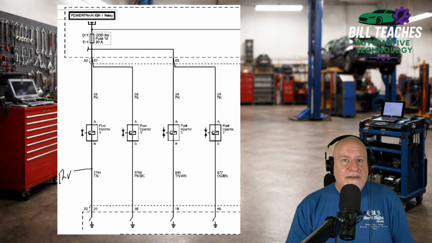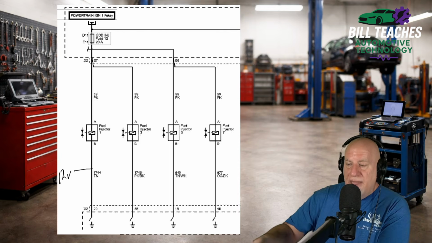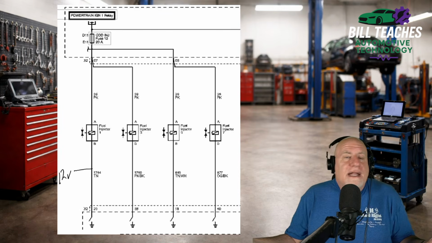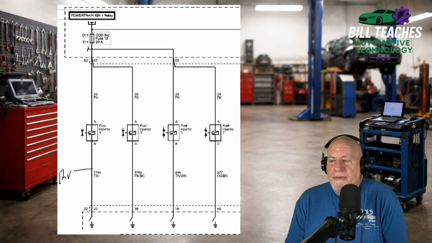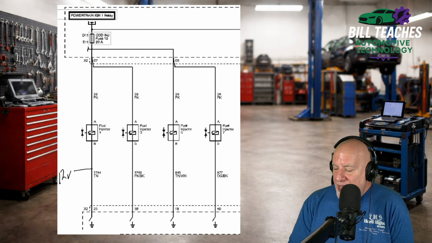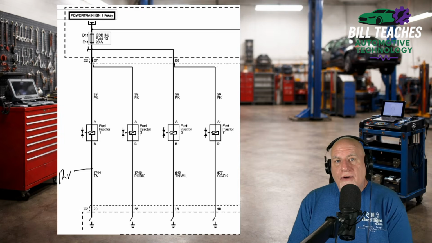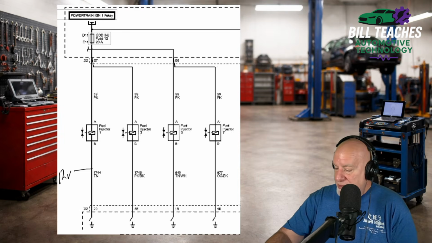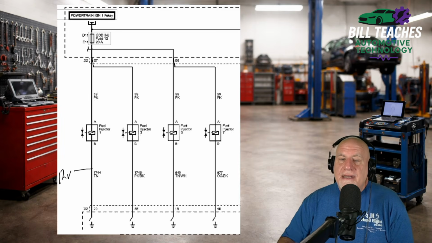Is it going to make a difference at this point, the way the circuit's drawn? No, it's no different than what we already have, right? With the injector turned off, we already have 12 volts on both sides of the injector. So there's no voltage dropping across the injector in a normal circuit when the ECM doesn't have the injector grounded.